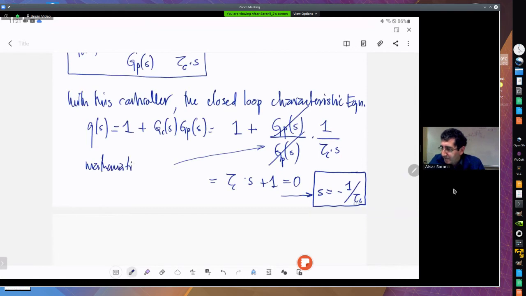Mathematically ideal cancellation is happening here. So what does that mean? For example, if you have any small mistake between the actual plant model and the plant model that you use for designing the controller, this cancellation may lead to other issues. Okay, that means you will not have exact cancellation, and that may lead to issues.